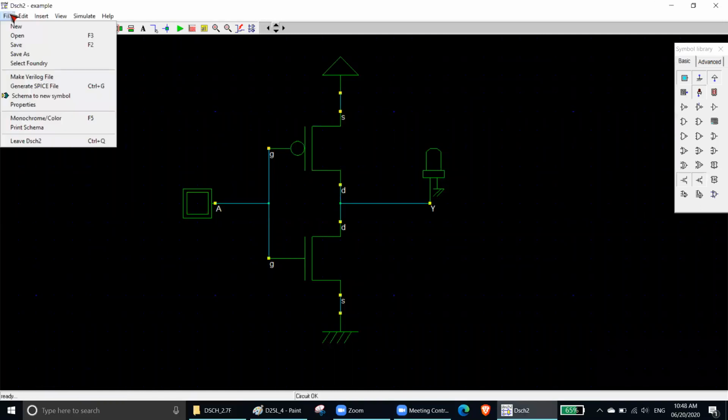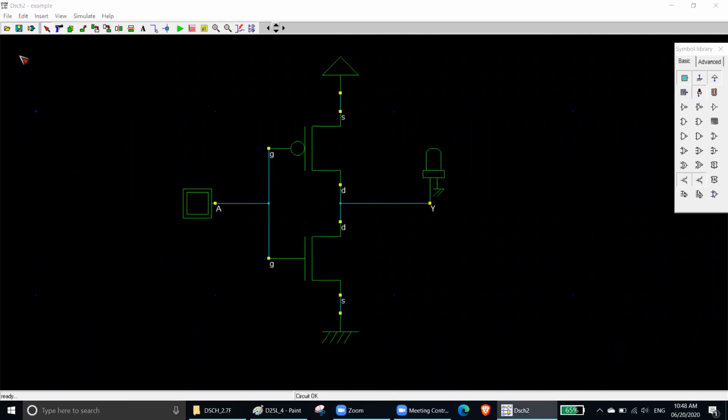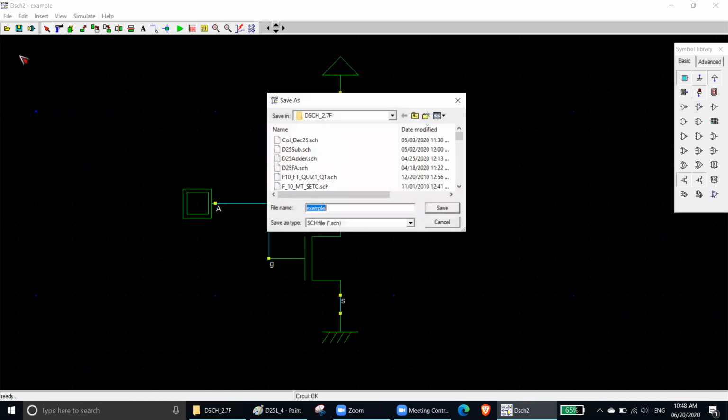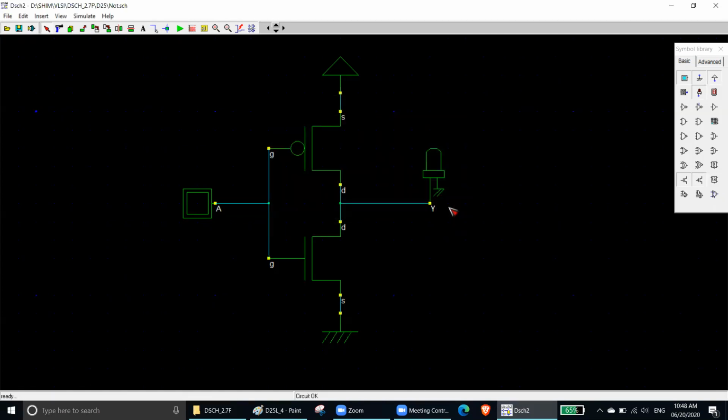Now let's save it first, because we need to save it. I'm going to make a new folder. Let's write D25. Inside the folder, I will write not. Now I will be designing the NAND gate. At first, I will be designing the NAND gate. So how am I going to do that? See, I'm going to disconnect all the connections.